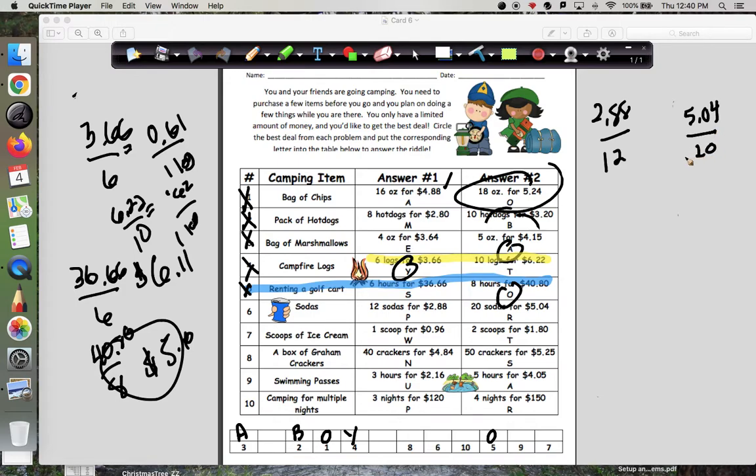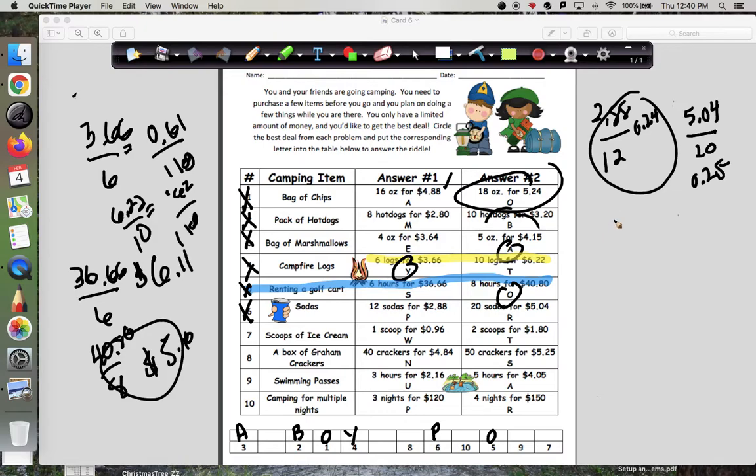So 288 divided by 12 is 24 cents. So $5.04 divided by 20. That's a little over 25 cents, so this is the better deal. So I'm going to go to the 6 and put a P. All right, 4 more to do.